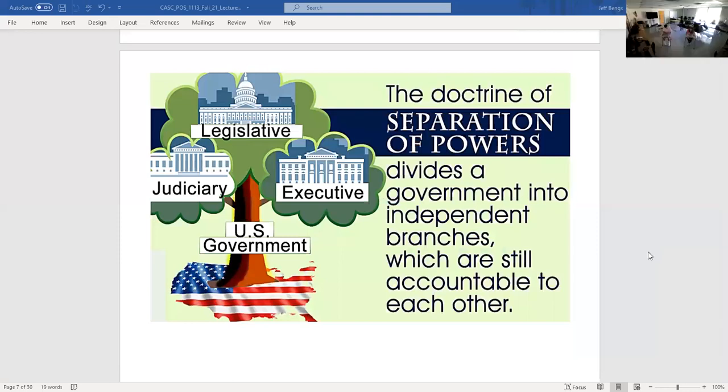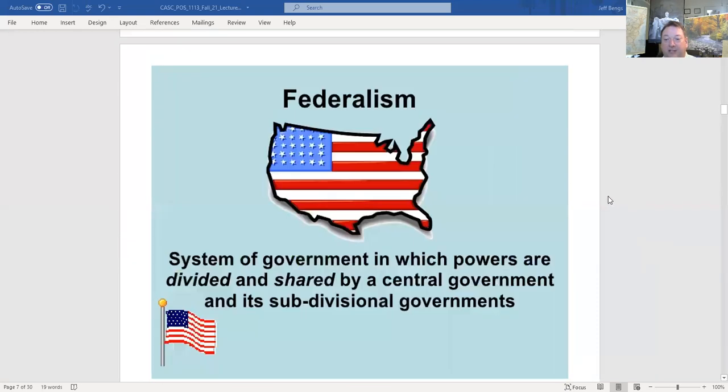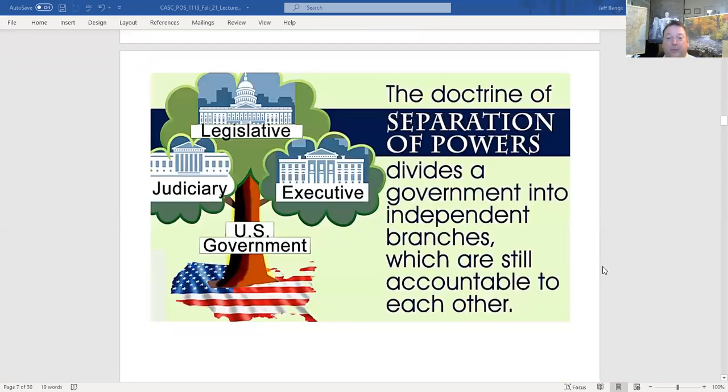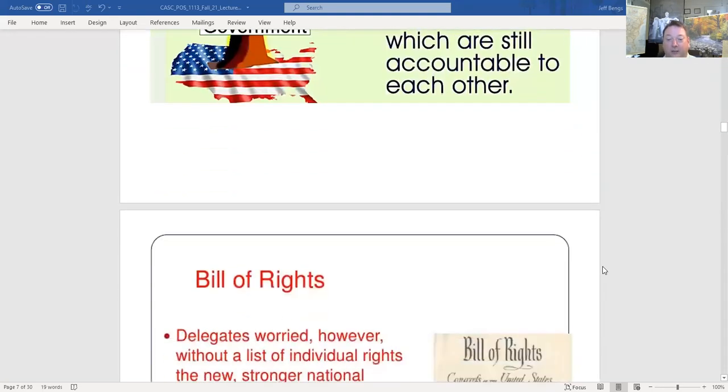An overarching theme of the federal government is the doctrine of separation of powers. This is what came from Montesquieu, and it ties into especially the checks and balances. You have independent branches within the government which hold each other accountable.